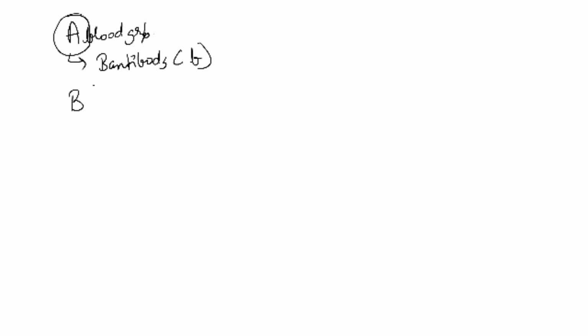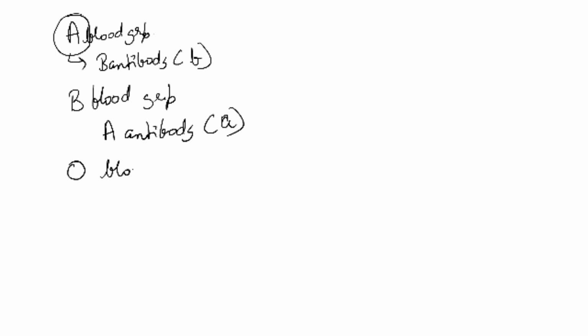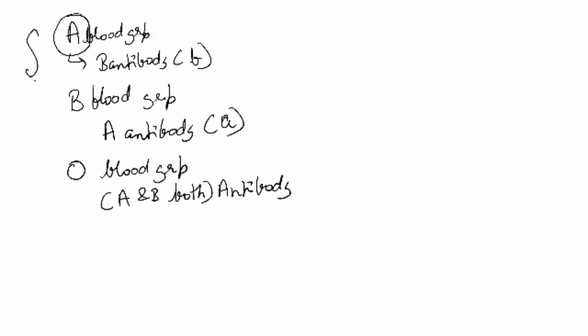If there is a B blood group, then the antibody will be the A antibody, or we can denote it with small a. If there is an O blood group, O has no such issue, so what will it have? Both antibodies. So A and B both antibodies are present in the case of O blood group. So this is the situation.